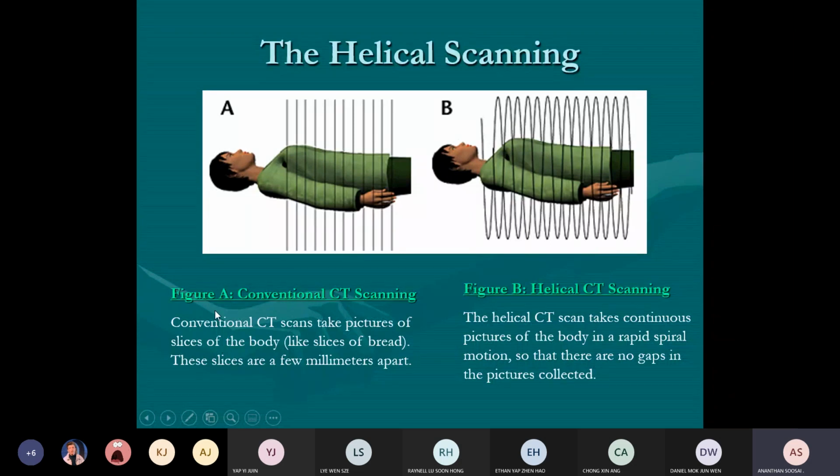So conventional CT scanning. The CT scan takes pictures of a slice of the body, like slices of bread. Go one round, and these slices are a few millimeters apart. While you make one round, your body will move away, so you go to the next part of the body. The X-ray just rotates, and you're just moving along the track. The helical CT scan takes continuous pictures of the body in a rapid spiral motion, so that there is no gaps in the pictures.